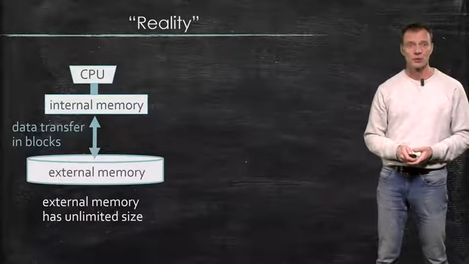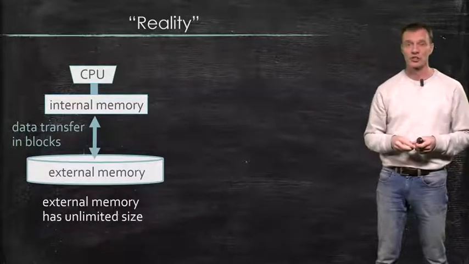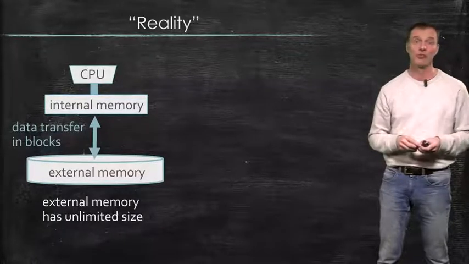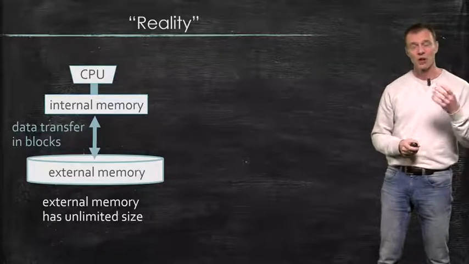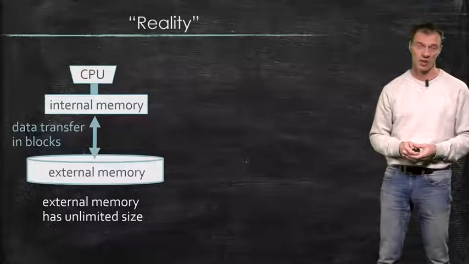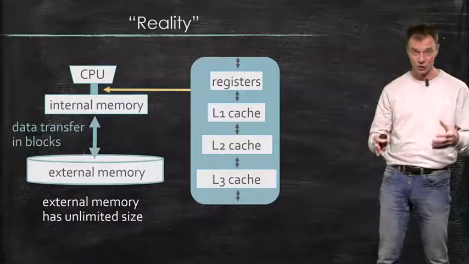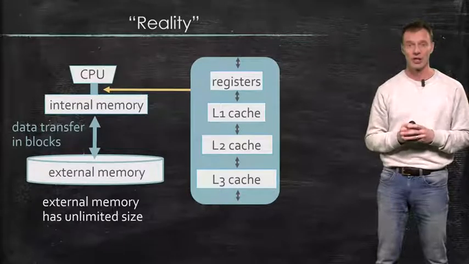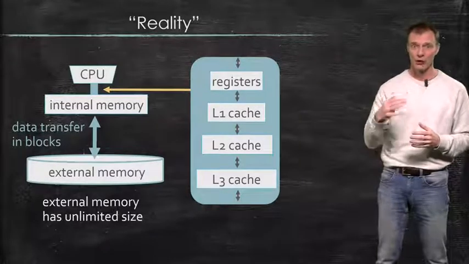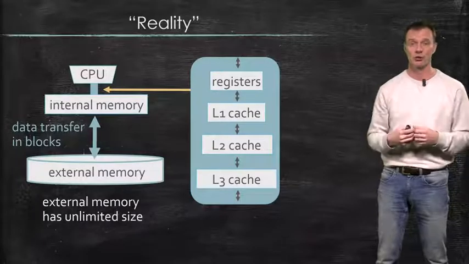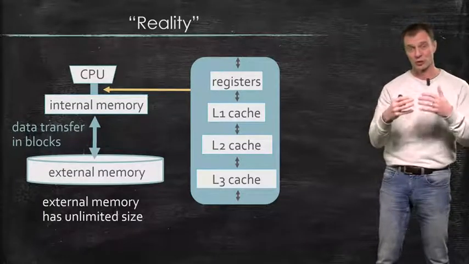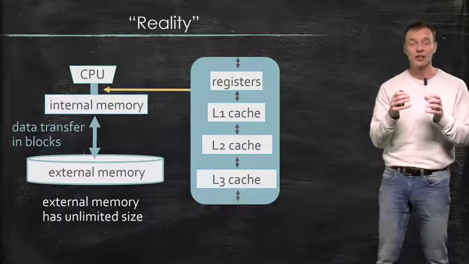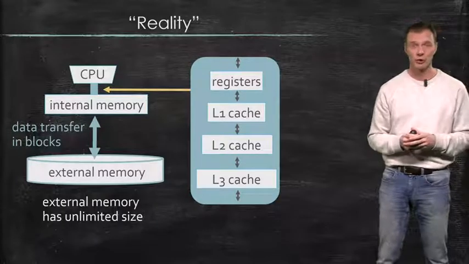Okay, so the model I just gave is a pretty abstract model, and it's in some sense very far from reality, because you do not just have internal memory and a CPU, but actually between internal memory and CPU, you have lots of other levels of memory, as they're called. So you have an L3 cache, which is smaller than the internal memory. You have an L2 cache, which is a bit smaller than the L3 cache. You have L1 cache, and then you have registers. And finally, when data is in the registers, then the CPU can work on it.